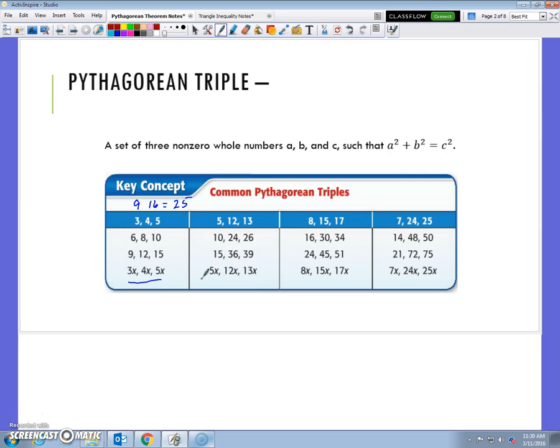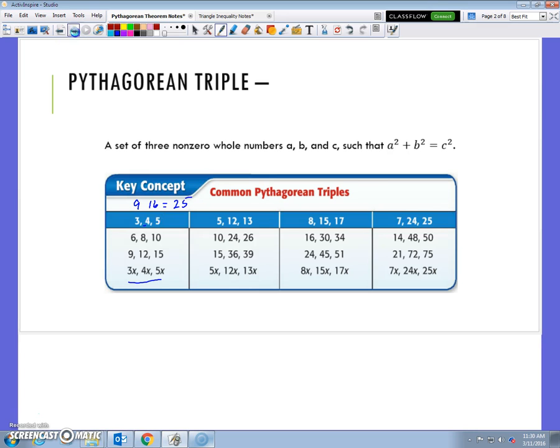Before we go on, though, I do want to make sure that we're all clear. The c-squared value in your Pythagorean theorem is always the hypotenuse. So the legs, it doesn't matter which order you use them in. I could use 4 squared plus 3 squared or 3 squared plus 4 squared, but always it must be equal to 5 squared, the hypotenuse. And we know it's the hypotenuse because it is the longest side.